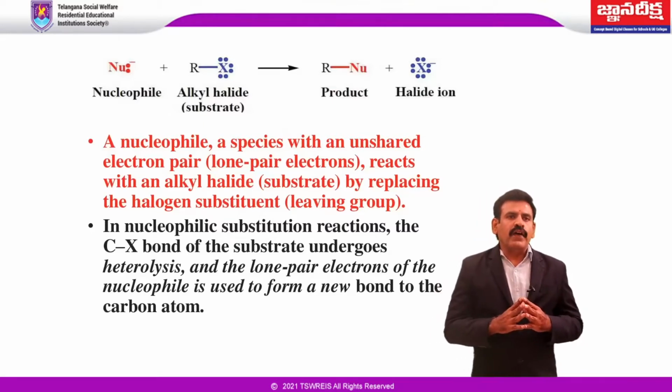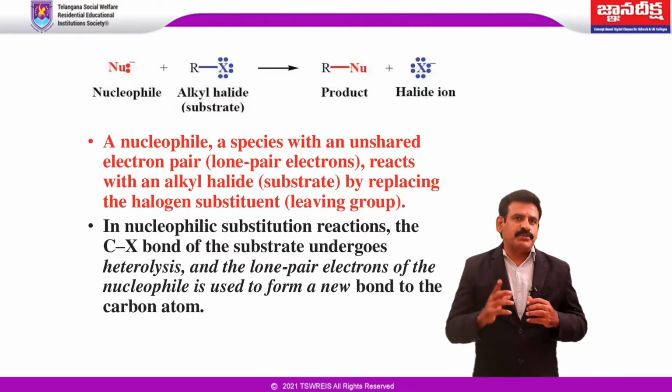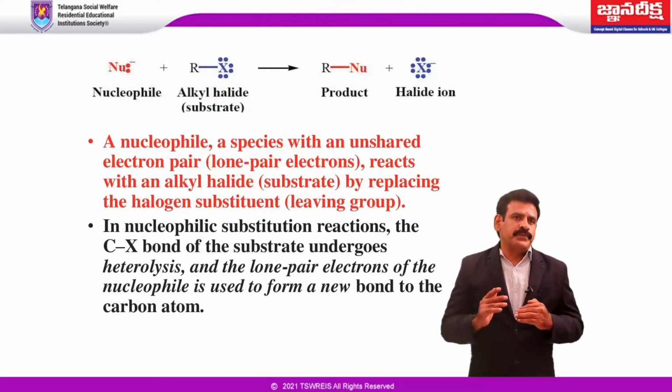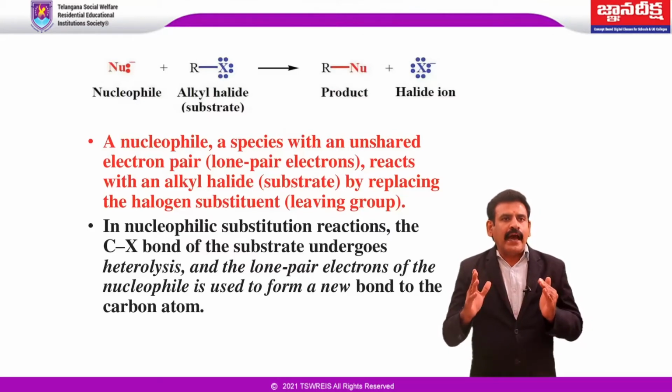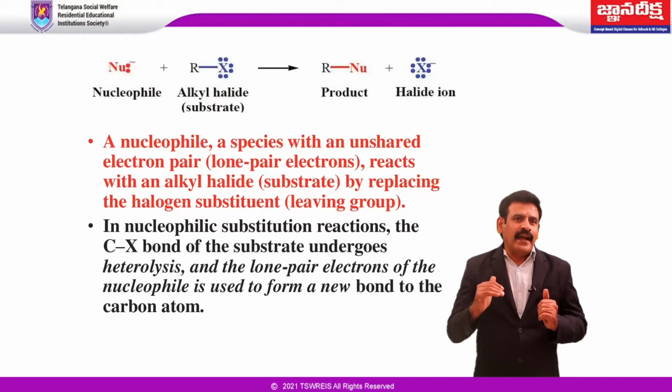Here, a nucleophile, a species with an unshared electron pair or lone pair of electrons, reacts with an alkyl halide, that is the substrate, by replacing the halogen substituent. The halogen substituent here is the leaving group. In nucleophilic substitution reactions, the carbon-halogen bond of the substrate undergoes heterolysis, and the lone pair electrons of the nucleophile are used to form a new bond to the carbon atom.